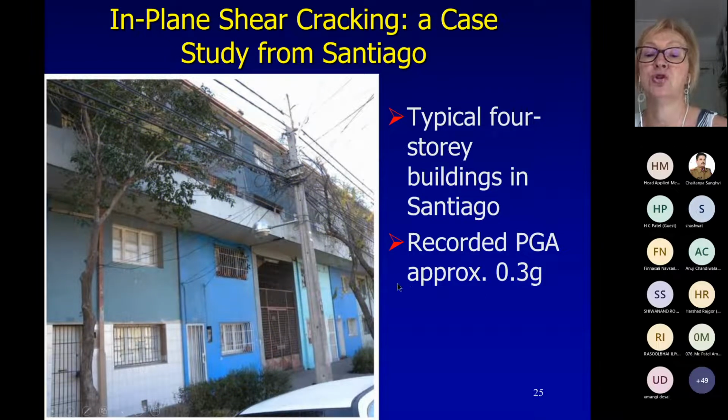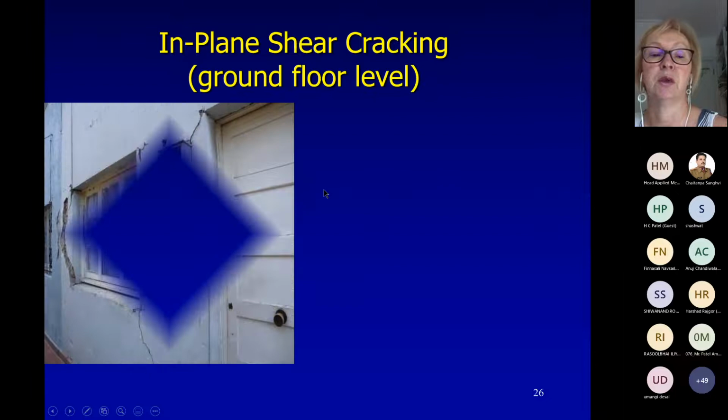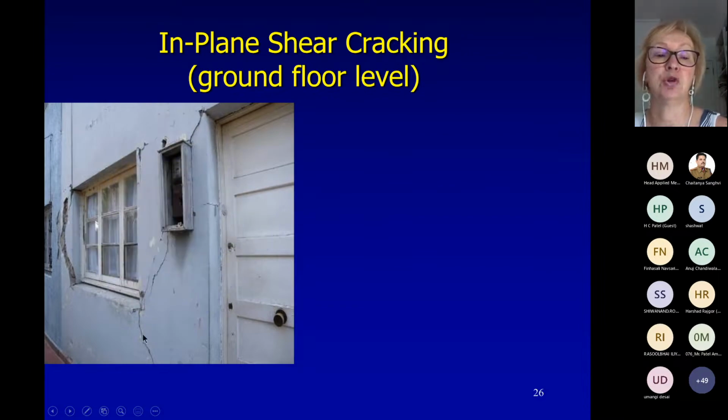peak ground acceleration from this earthquake was about 0.3 g. It's pretty high, so that's why the buildings were damaged in Santiago, even though the earthquake was far away in that sense. So this is also a complex of confined masonry buildings, older confined masonry buildings, and the damage was observed at the ground floor level. And you can see damage, cracking.